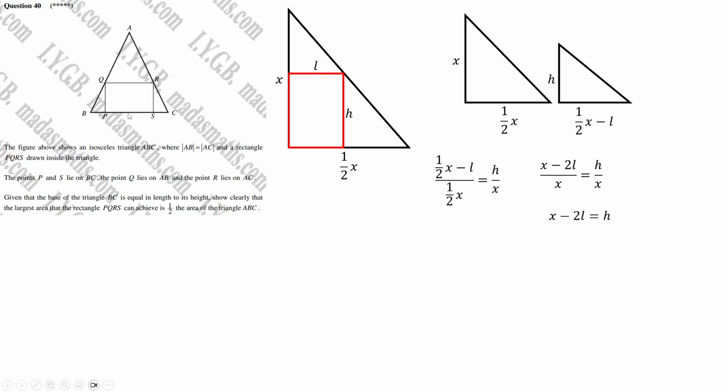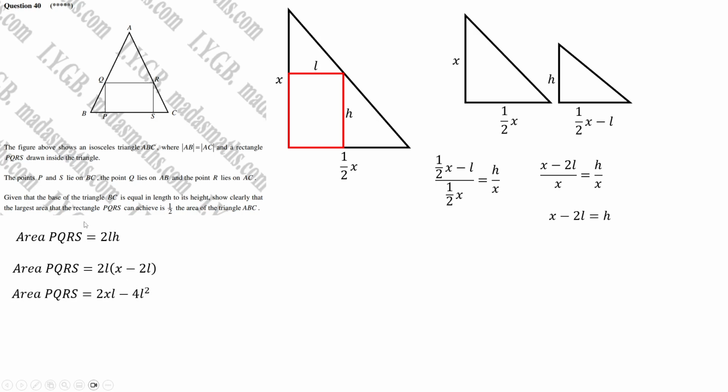We can say that the area of PQRS is 2LH. Now remember, M was just a midpoint here. MS was L, so that means PS is 2L, and remember RS is H. So 2LH is the area of PQRS. We know what H is, it's this, so we'll just plug that into there. You'll get this, so you'll have 2LX minus 4L squared.